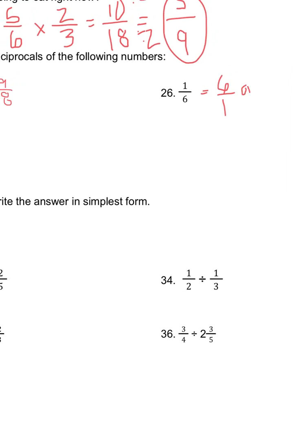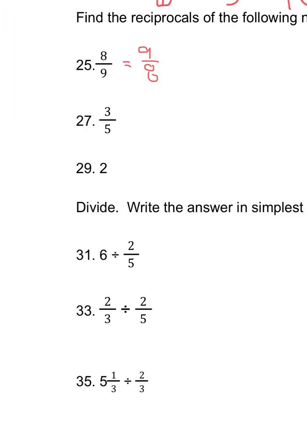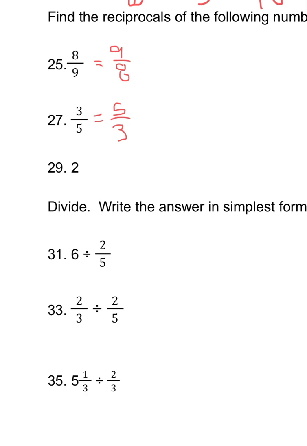or 6. For 27, we have 3/5. So if we flip that over, 5/3. And 29, we have 2. So how can we make 2 as a fraction? We can just put it over 1, and then the reciprocal is going to end up being 1 over 2, or 1/2.